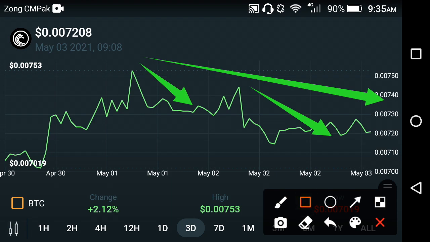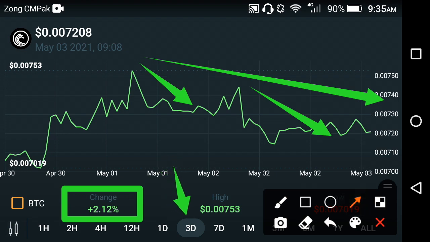So friends, if we talk about the price change in the last 3 days, the last 3 days' price change is positive 2.12%, but as I showed you at the start of the video, the last 1 day price change is negative, friends. So now the last 3 days' price change is positive, but soon after some time passes, the change becomes negative, friends. Why? Because that is the start of the new month and a lot of people want to sell their coins. That is why it falls down and the price becomes lower, friends.